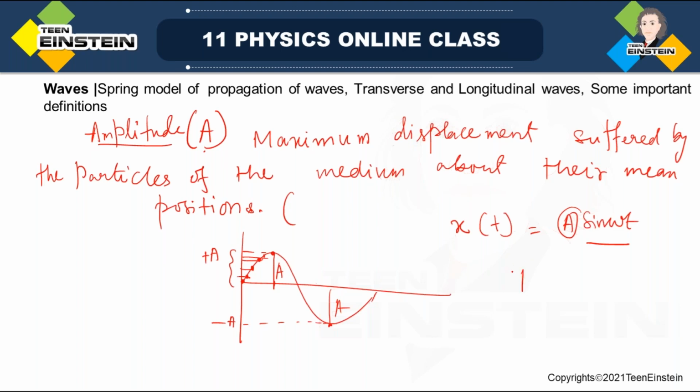Now we'll go to the time period. In this wave we have one crest and one trough. One crest and one trough give you a complete oscillation, or a complete wave, or a full cycle of oscillation.